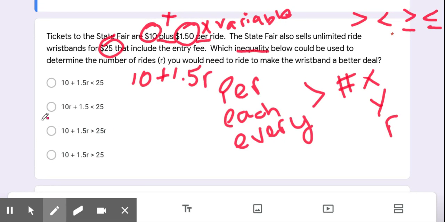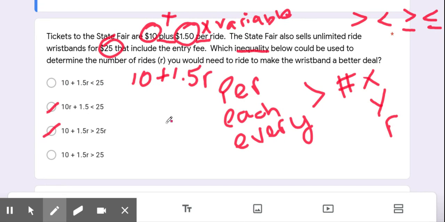So let's see. Which ones have 10 plus 1.5 R? 10 plus 1.5 R? Nope, that has 10 R, so I know it's not that. 10 plus 1.5 R? 10 plus 1.5 R. Awesome. And then the wristband is just $25. It includes an entry fee, so that's just going to be $25. No variable there. So this one with the variable, not true.